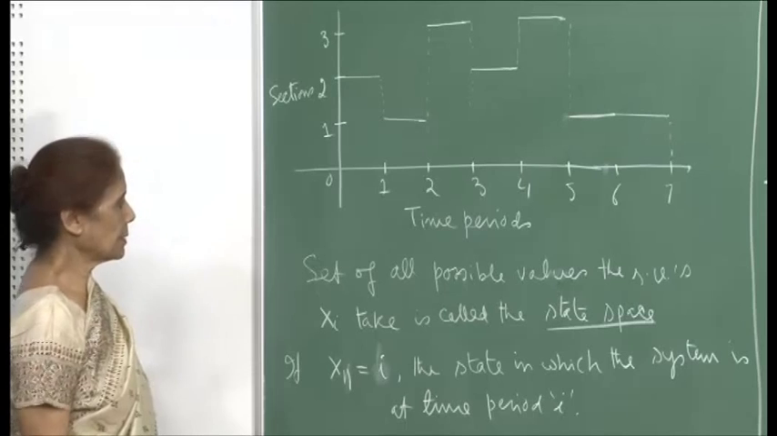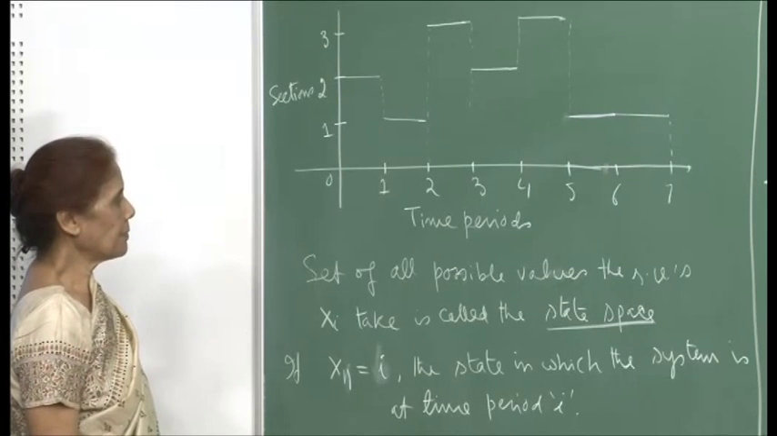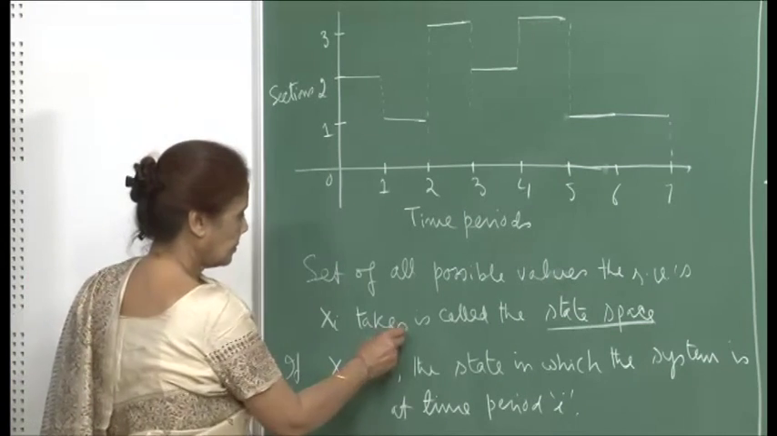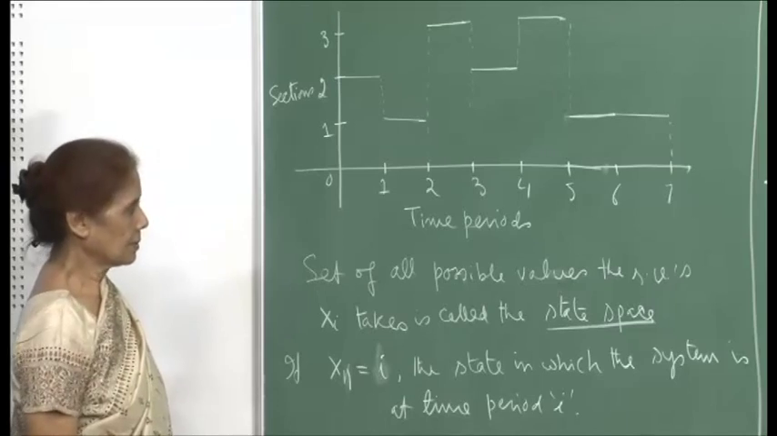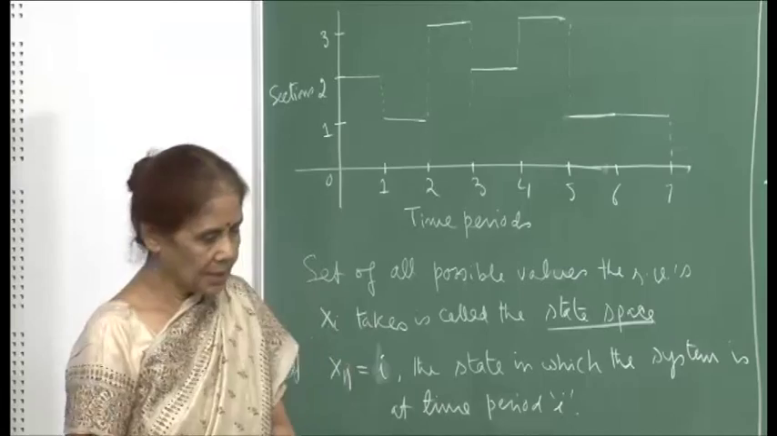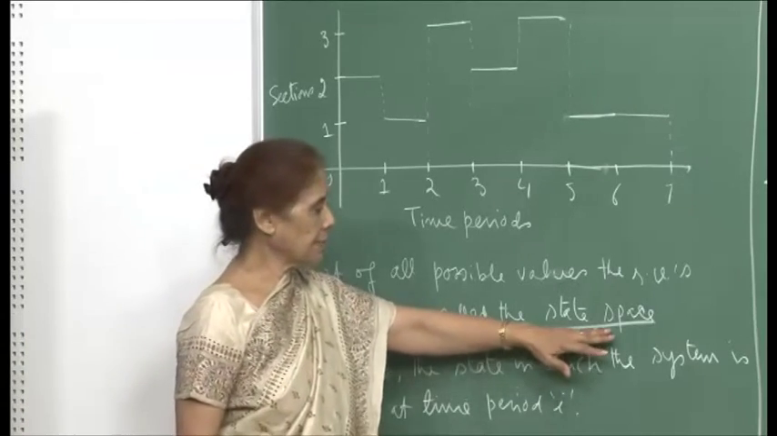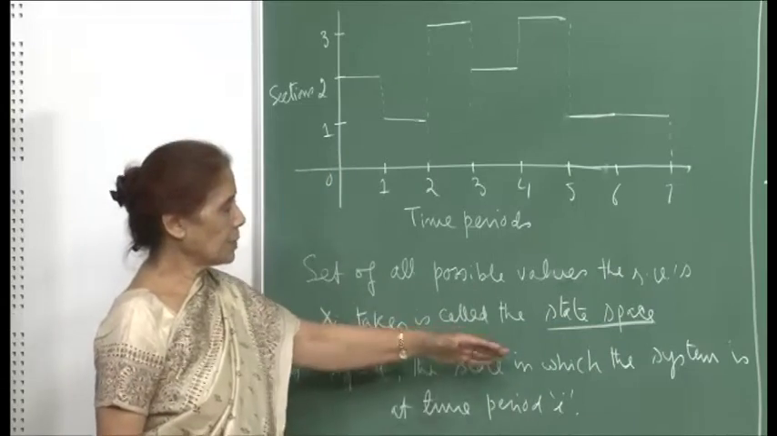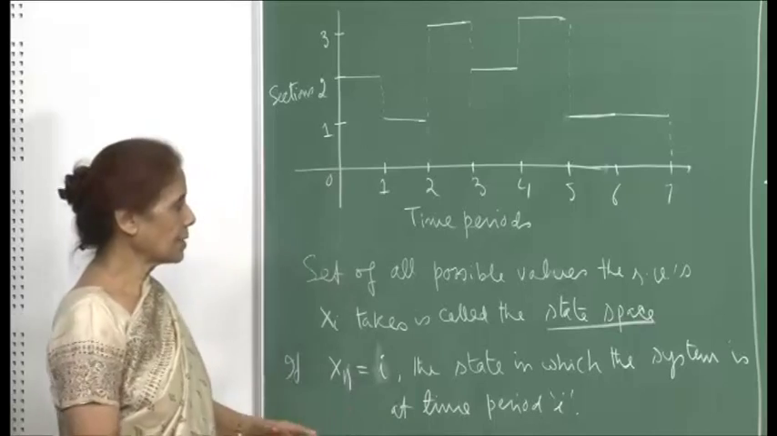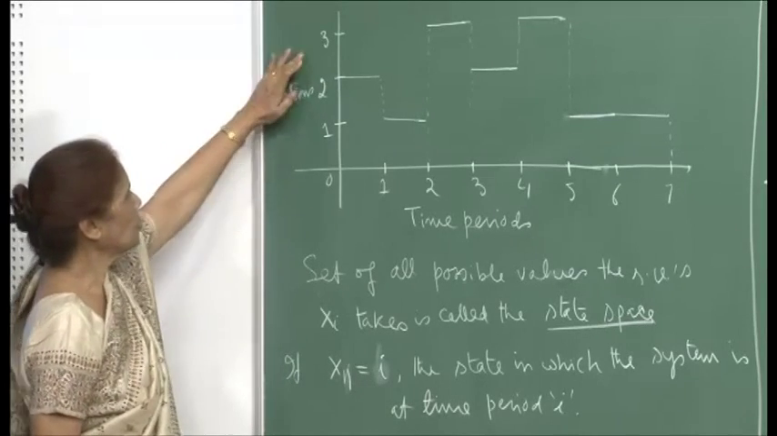Now, let us give some more terminology. The set of all possible values the random variable xi takes is called the state space. Whatever situation the system or the process is in will be described by the state space. Normally, we give the possible values in the state space numbers. For example, here the three sections I numbered as 1, 2, 3.